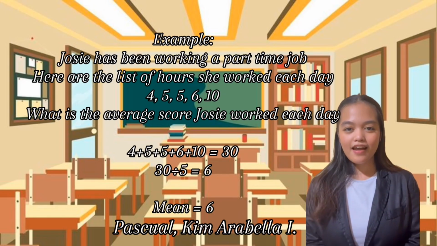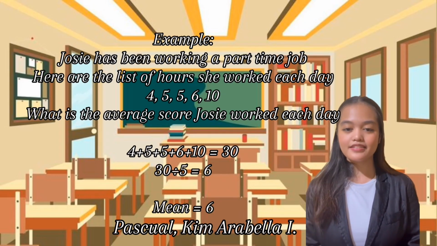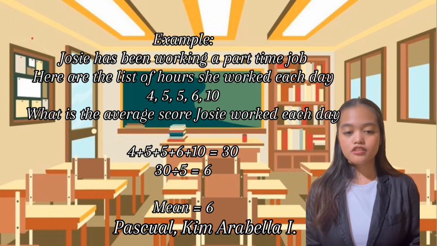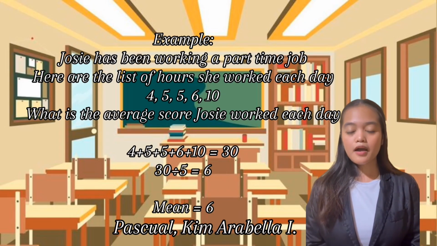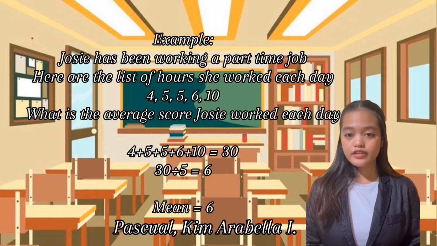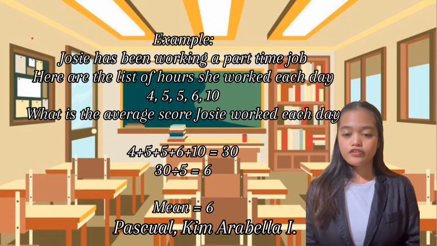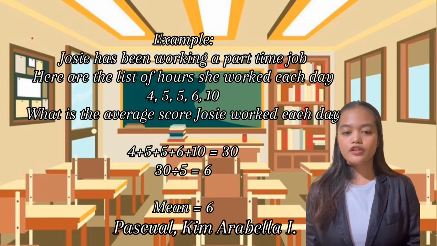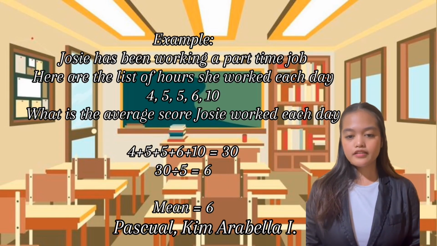Let's do the last step. The last step is to divide the sum of the dataset, which is 30, by the number of values, which is 5. So, 30 divided by 5 equals 6. So, the average of Juicy's hours is 6.